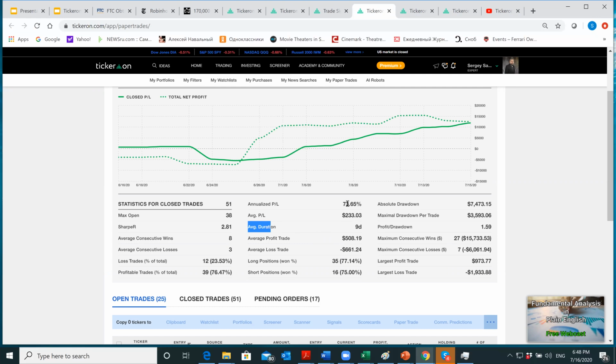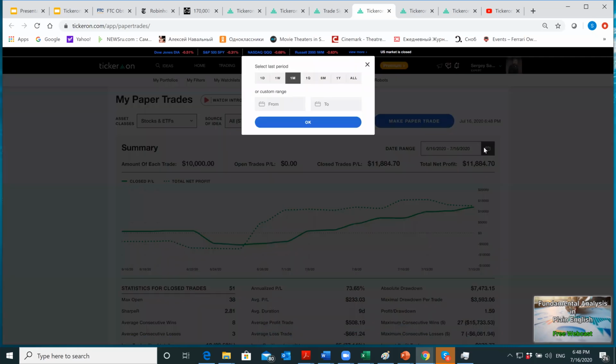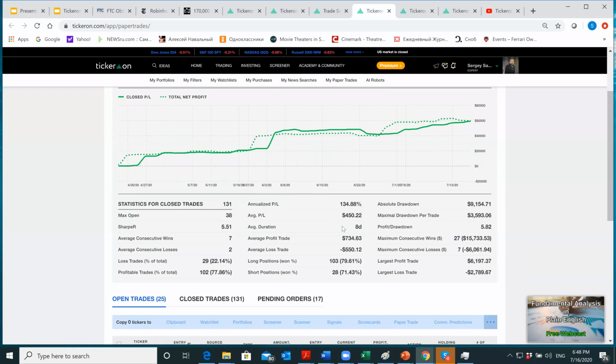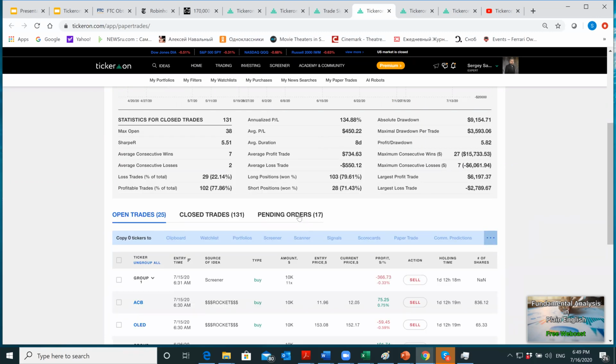Annualized return would have been 73%. It is for the last month. If we look at the last quarter, let's look at the last quarter, okay? Oh, it's still 8 days. Now, if I continue to do it the entire quarter, it's 134%. And I'm doing exactly as I explained, and I'm doing these paper trades right in front of you.